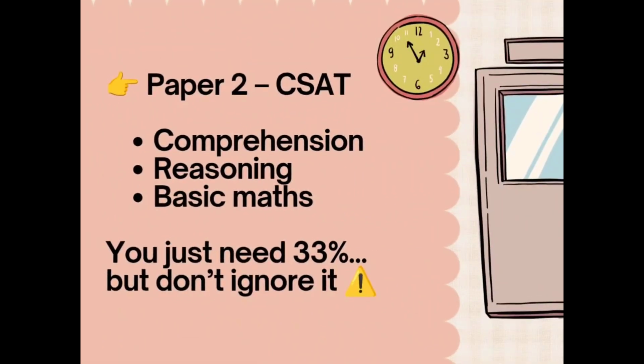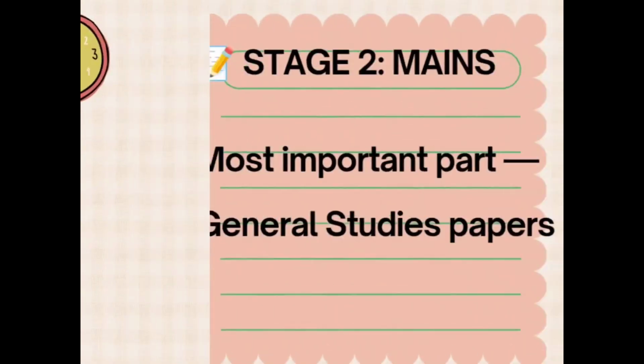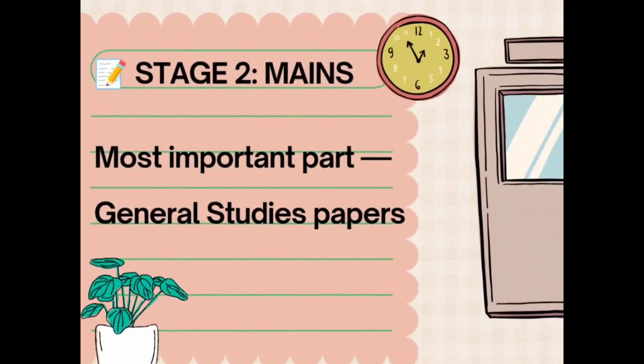Then comes paper 2, CSAT. This includes comprehension, reasoning, and basic math. You just need 33% to qualify, but don't ignore it. Many students fail here. Once you clear prelims, now comes the real challenge, mains. In mains, your writing skills, understanding, and thinking ability are tested.